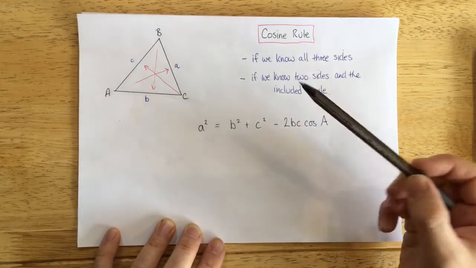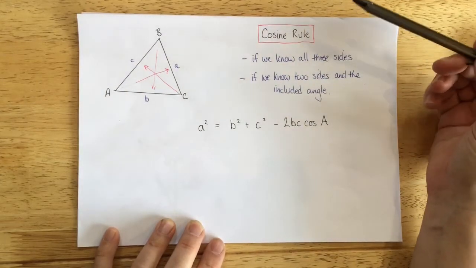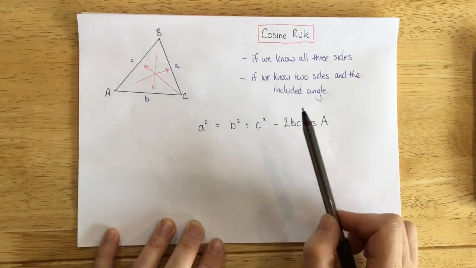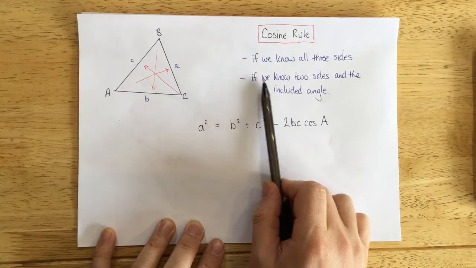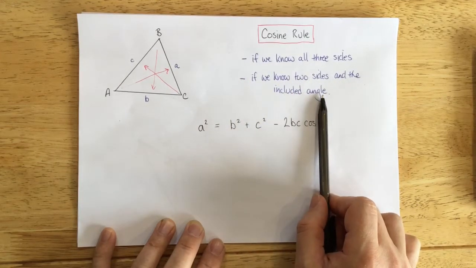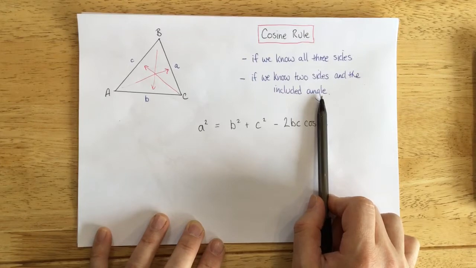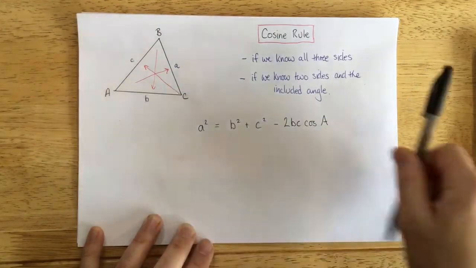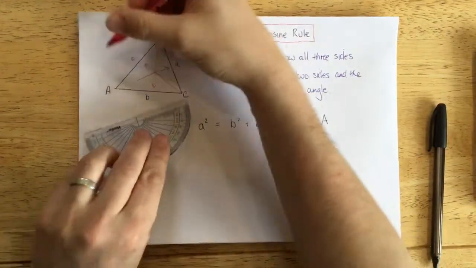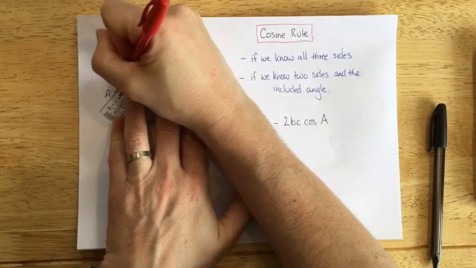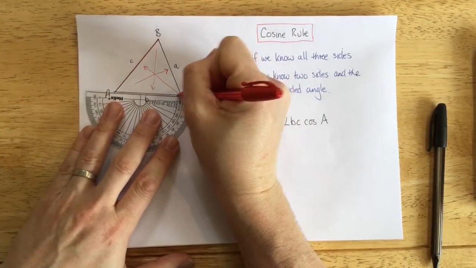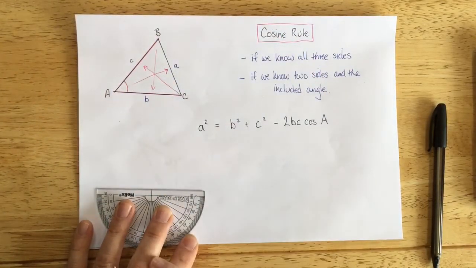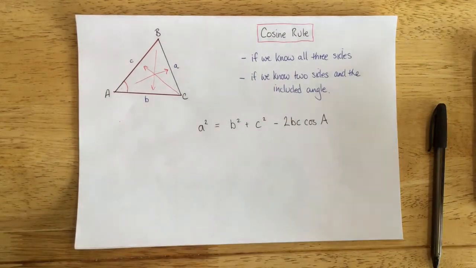And the cosine rule will help us find missing sides or missing angles if we have one of these two conditions. Either if we know all three sides, then we can use the cosine rule to find an angle. Or if we know two sides and the included angle, then we can use it to find the third side. Now, included angle just means the angle between the two sides. So if I, for example, know this side here, AB, and I know this side here, AC, the included angle is basically the angle that those two sides make between them. It's the angle between the two sides that we know.